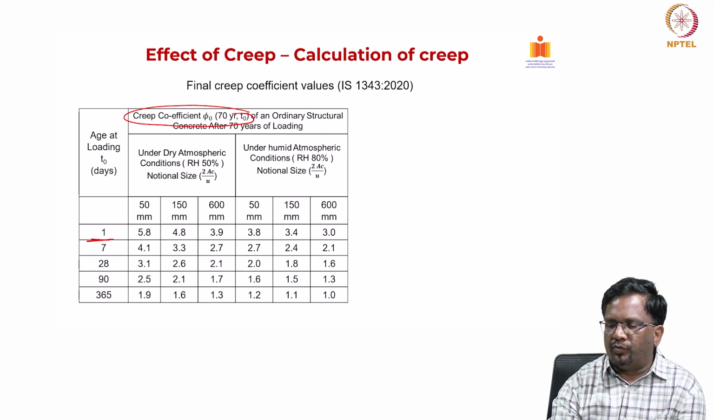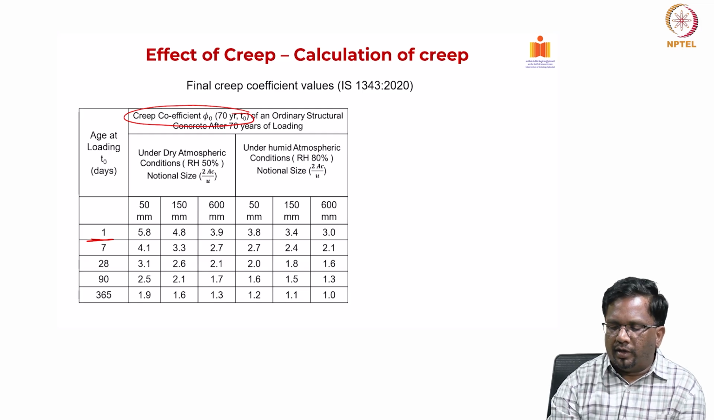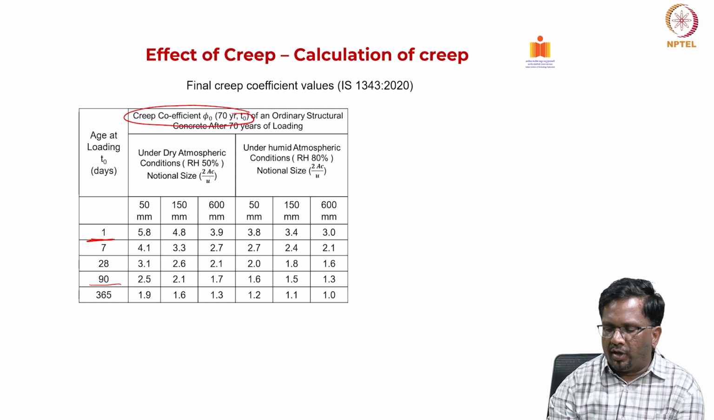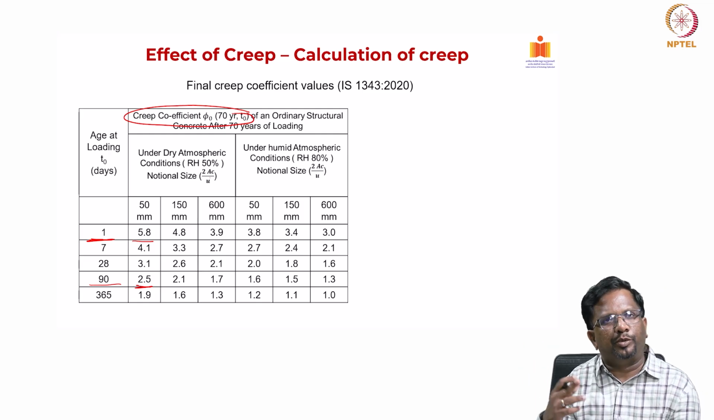So, if this volume is higher, then the creep will be less, right. So, that is what you are saying. So, this H naught. Let us look at only the age. Let us compare the age at 1 and 90. For example, 90 days for H naught of 50 mm has only 2.5, but age of loading, if it is 1, it is 5.8. You can see here, when you start loading at young age, creep is more.